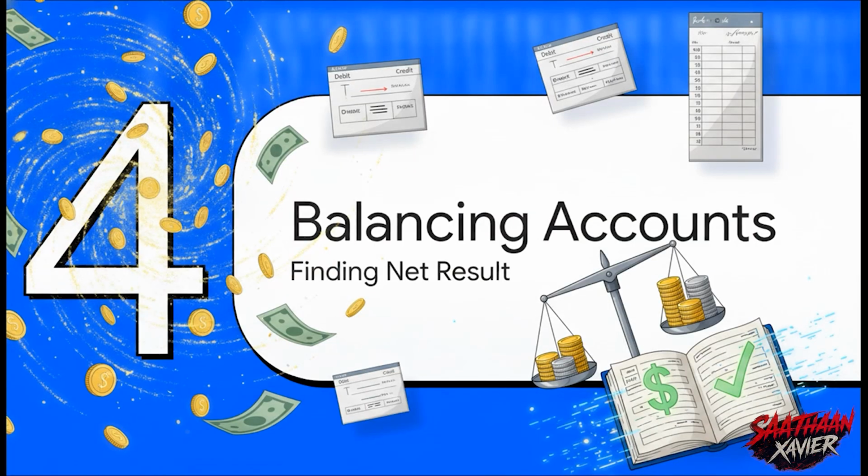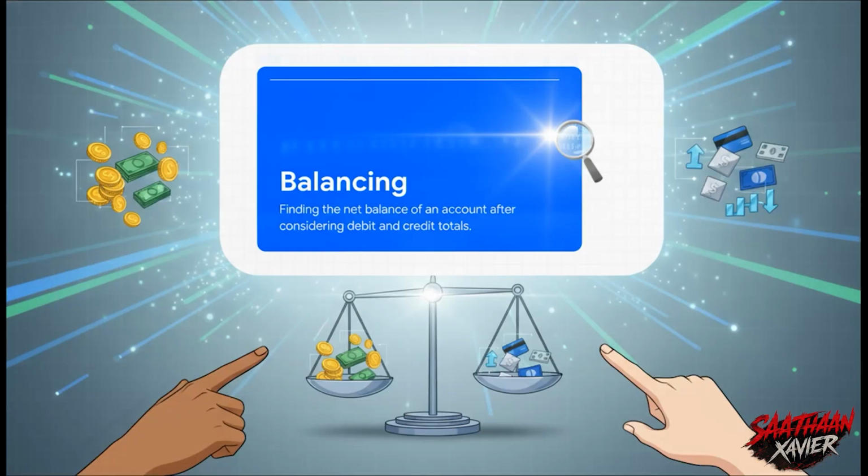Which brings us to Section 4, balancing the accounts, finding the net result. Once all the posting is done for the month or the year, we have to figure out where we actually stand. We've got all these debits and credits sitting in the account, but what's the final number? Balancing is actually a really straightforward mathematical technique. You are simply finding the difference between the sum total of the debit side and the sum total of the credit side to figure out your net balance. That's it. You total up the left side, total up the right side, and find the gap between them.